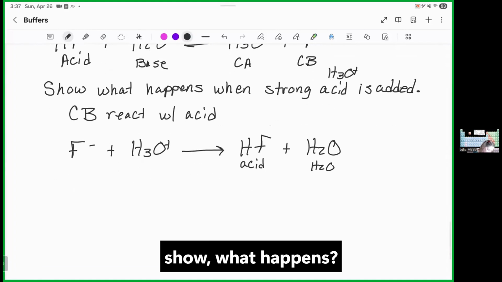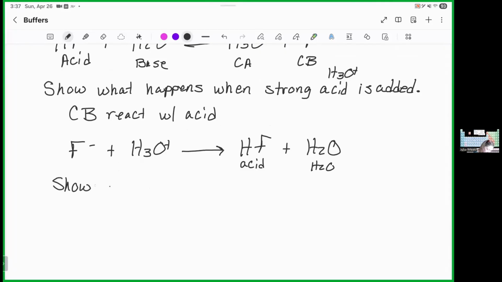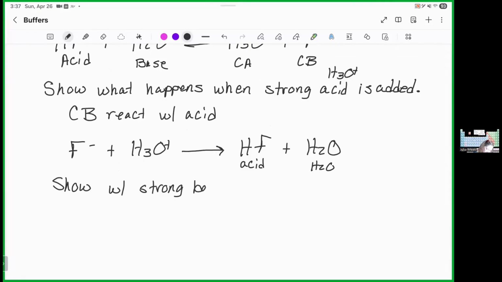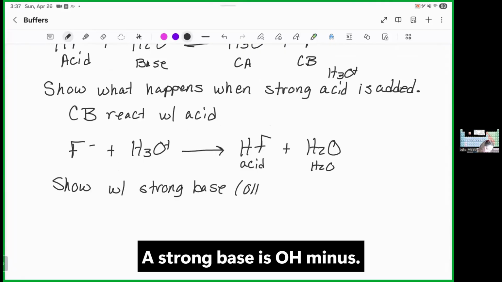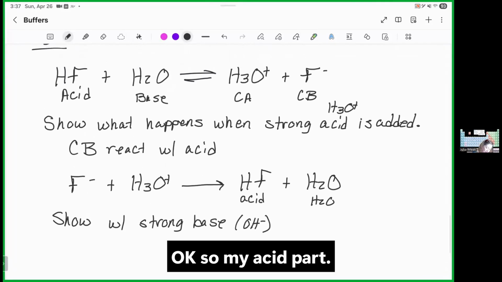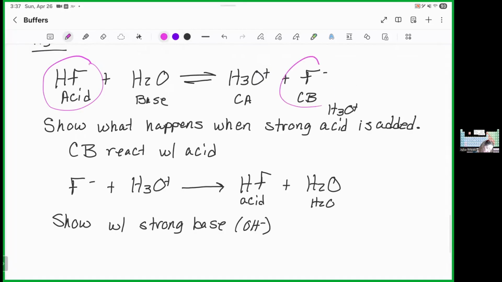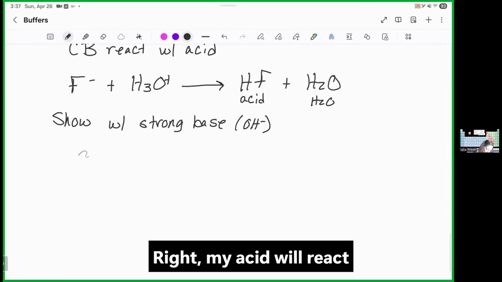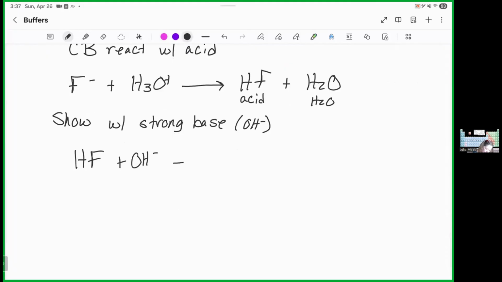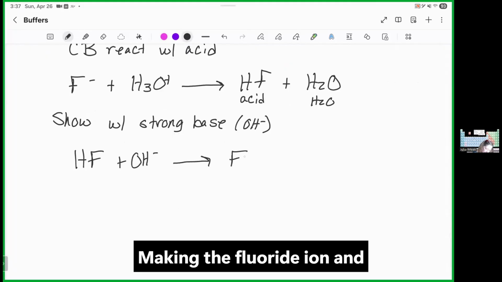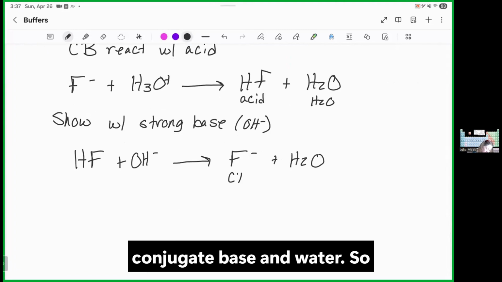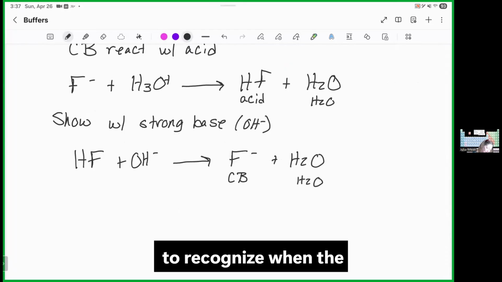If I show what happens with a strong base, that is OH minus. Okay, so my acid will react with that added base, making the fluoride ion and water. So I get my conjugate base and water.